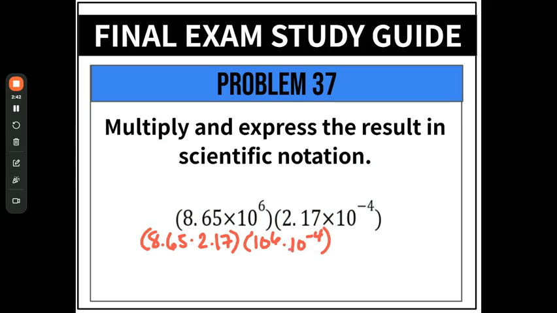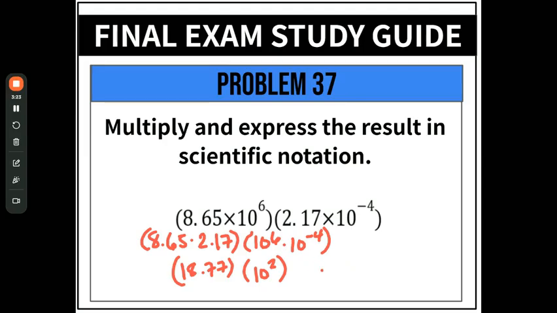Now this becomes a little easier. So I can multiply these numbers together. And when I do that, I get 18.77. And then I can also multiply these together as well. Now I know that when two bases are exactly the same, they have different exponents, I can add their exponents and keep the base the same. So what does that mean here? Base stays the same, so base 10, and add the exponents. So 6 plus negative 4 is going to give me 2.